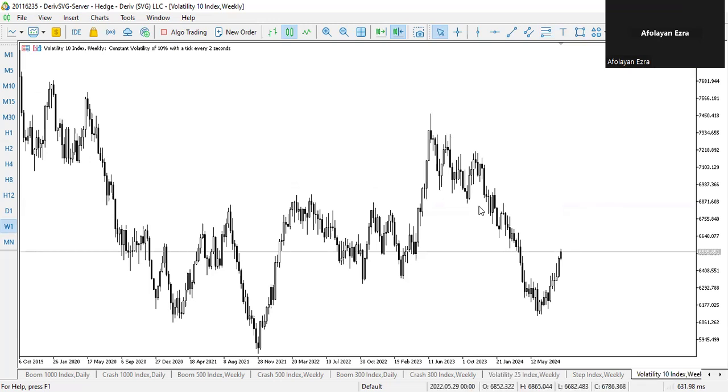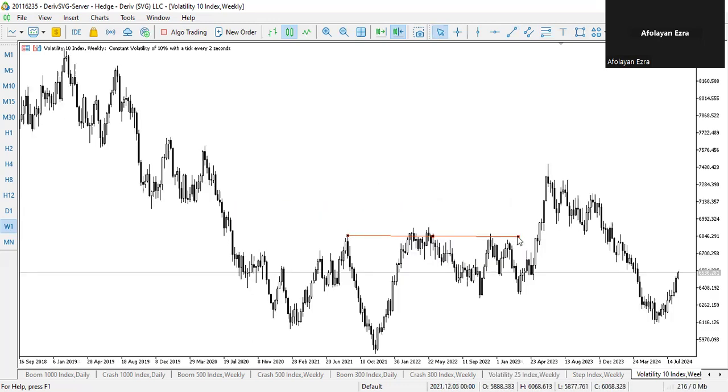VIX 10 weekly. Weekly, the structure has been bearish for a very long time. So we have something like this. And now when I check this again, I realize that this area is an inducement. This particular place is an inducement. Even though it was a liquidity sweep, I realized that it is a very good inducement area for price to react from.